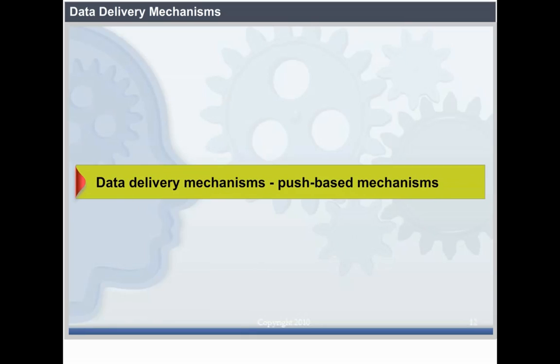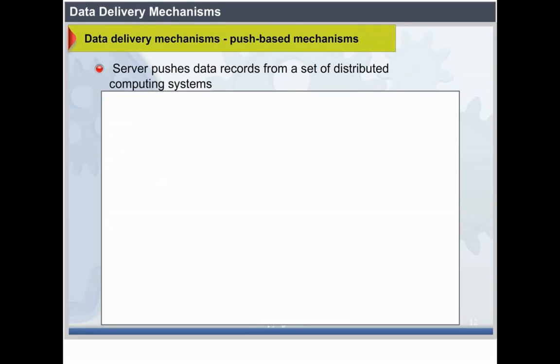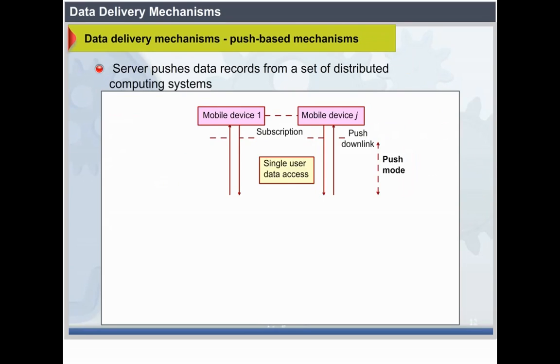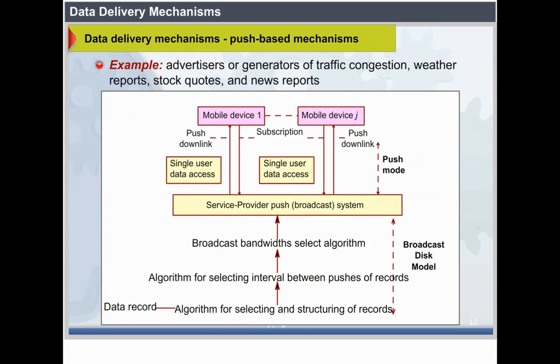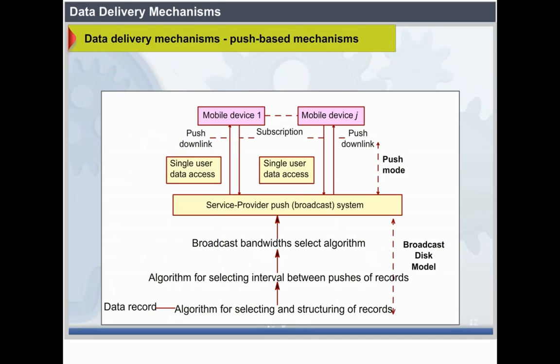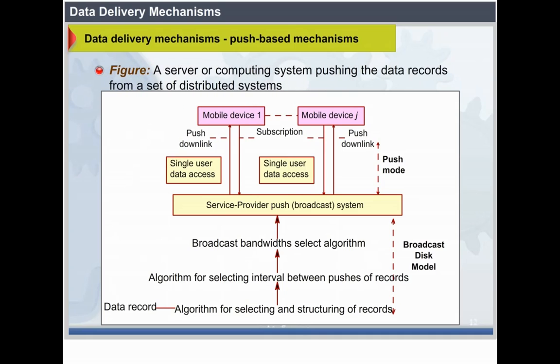Data delivery mechanisms. Push-based mechanisms. The server pushes data records from a set of distributed computing systems. Examples of distributed computing systems are advertisers or generators of traffic congestion, weather reports, stock codes, and news reports. Figure shows a server or computing system pushing the data records from a set of distributed systems.